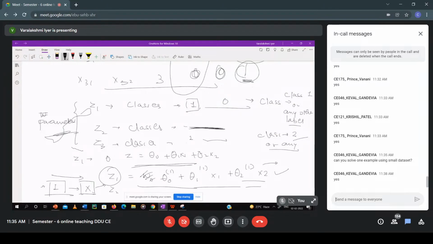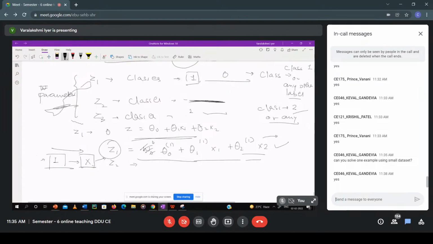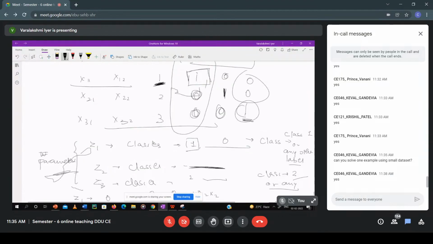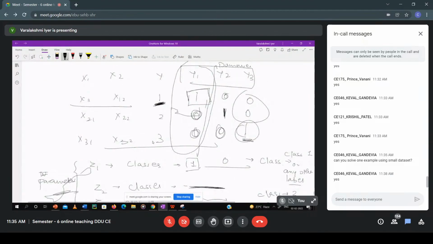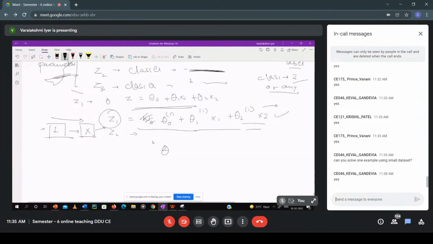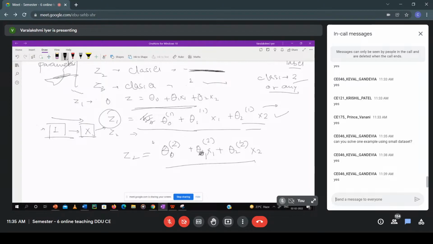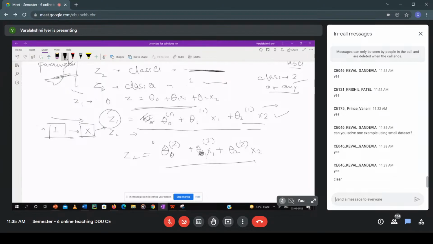Similarly for Z2. So Z2 will be having different parameters. Why will we be having different parameters? Because we are considering y2 in that case. Okay, we are considering a different y, that is y2 in that case. That's why it will be theta 0 for class 2, theta 1 x1 plus theta 2 x2. Now is it clear? Now is it getting clear or not, Kevin? Yes? Okay, now it is clear.